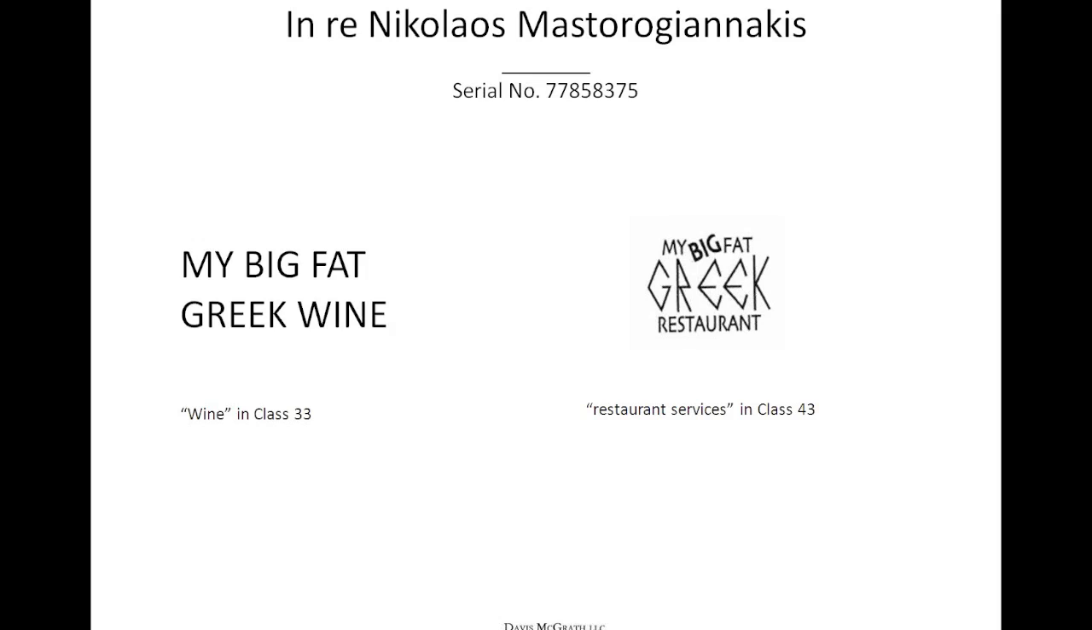Looking at the marks themselves, the marks are highly similar. The board could certainly find that wine and restaurants could be related, and that wine might be served in restaurants. And so certainly there are plenty of cases that show when the marks are close, the relatedness of the two services need not be as close. And there was no evidence that restaurants necessarily bottle their own wine, while they may serve wine. So certainly it's possible, but it wasn't likely.